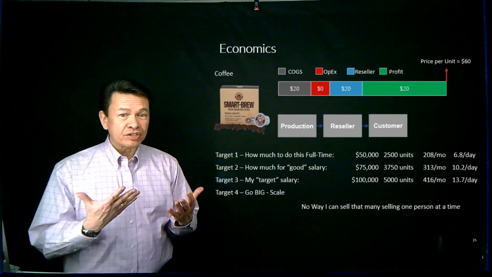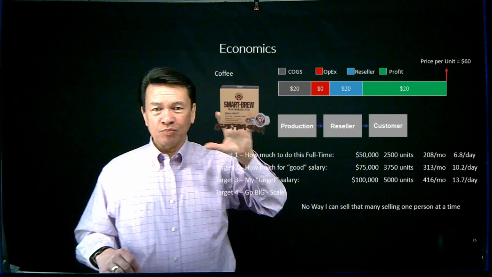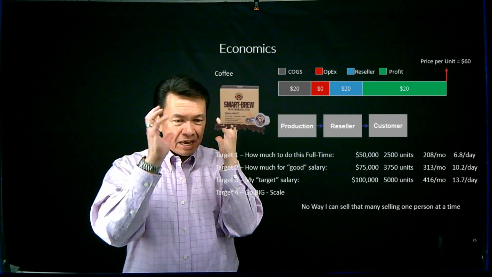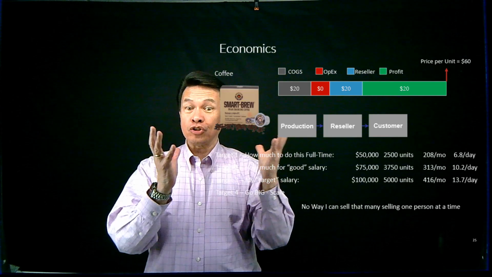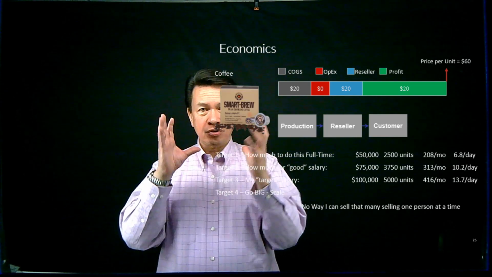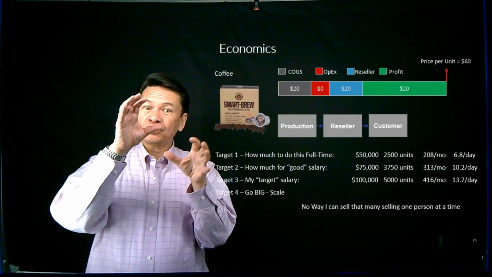Okay? Another example. Let's say I wanted to create a coffee, right? And I'm going to call it Smart Brew, right? And the whole idea is that it's got some nootropics. So not only does it give you caffeine and energy, it actually gives you some other kind of things, vitamins and other kinds of things that make you sharper, helps you with your focus, really gets into some of those, right?